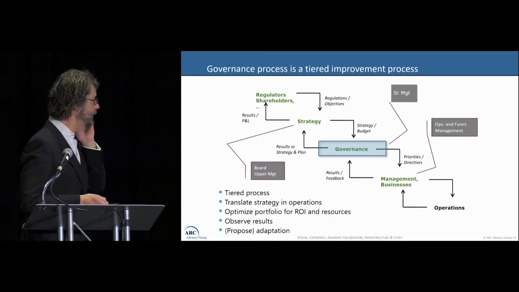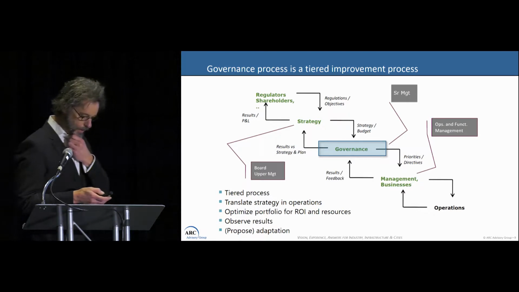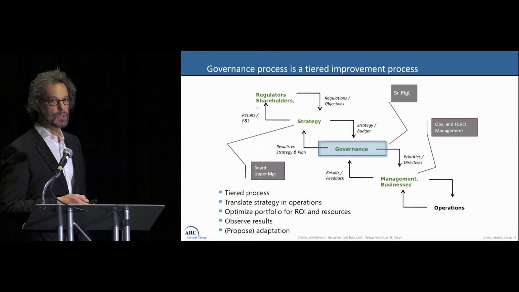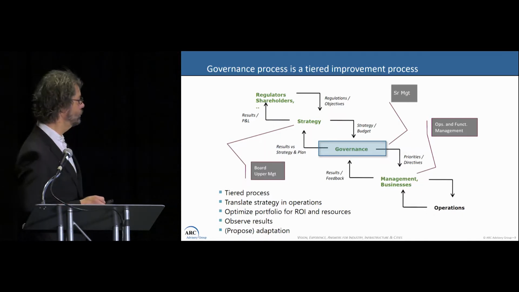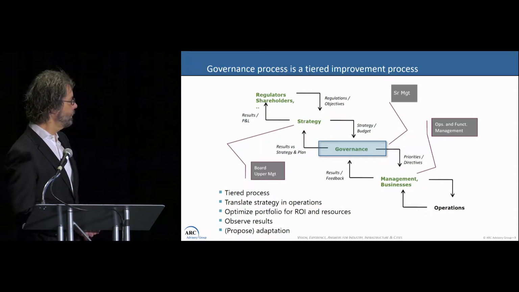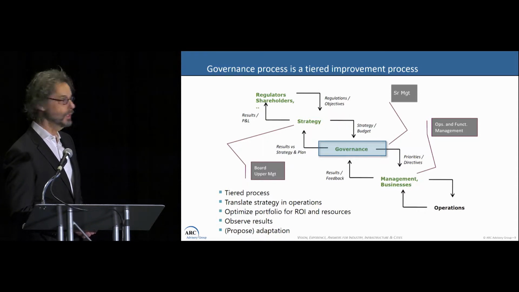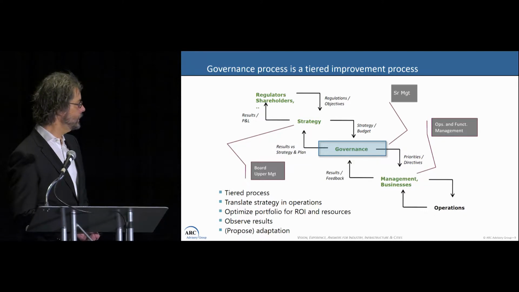I'd like to speak briefly about this idea of how the link between strategy and operations or execution works. And to me, the key aspect there is governance. That is where the alliance happens. So if regulators and shareholders define objectives and regulations, that will impact the strategy of the enterprise.